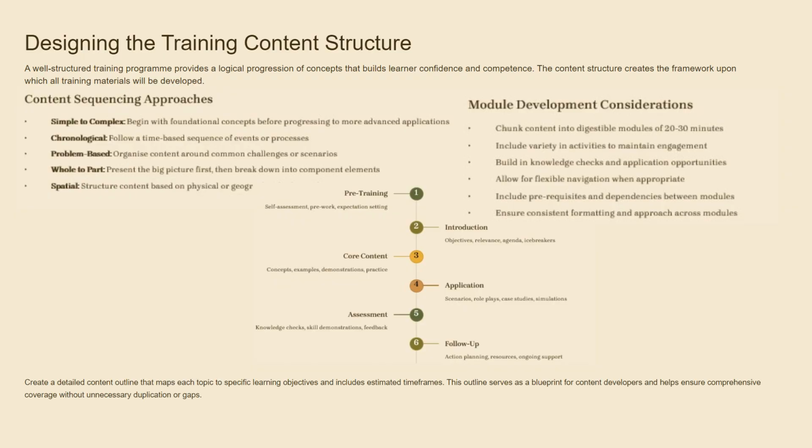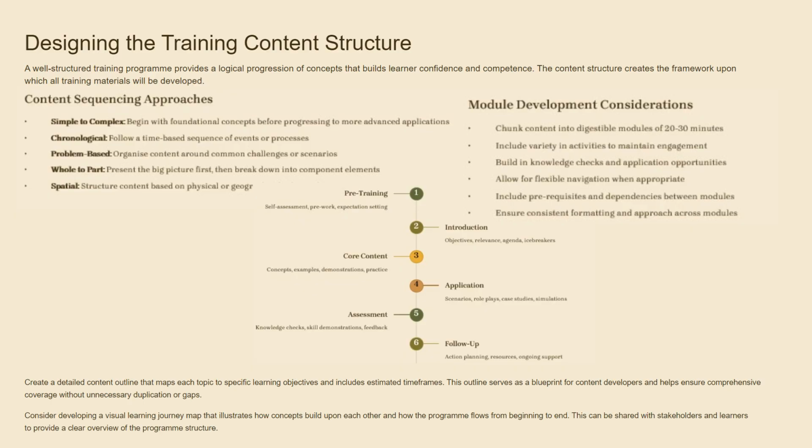Create a detailed content outline that maps each topic to specific learning objectives and includes estimated timeframes. This outline serves as a blueprint for content developers and helps ensure comprehensive coverage without unnecessary duplication or gaps. Consider developing a visual learning journey map that illustrates how concepts build upon each other and how the program flows from beginning to end. This can be shared with stakeholders and learners to provide a clear overview of the program structure.